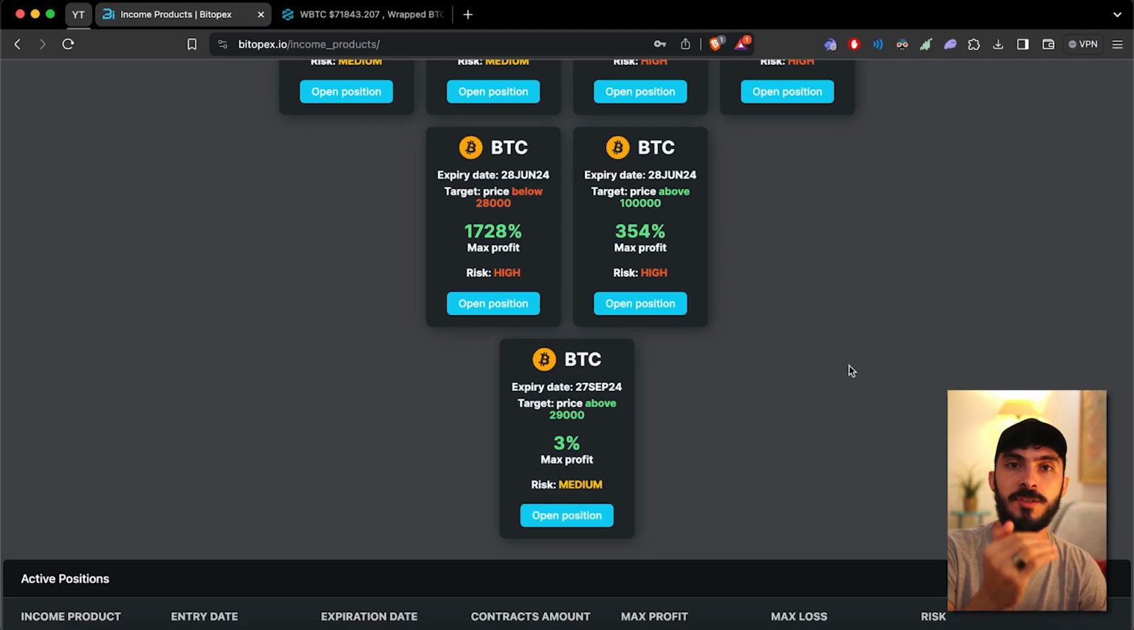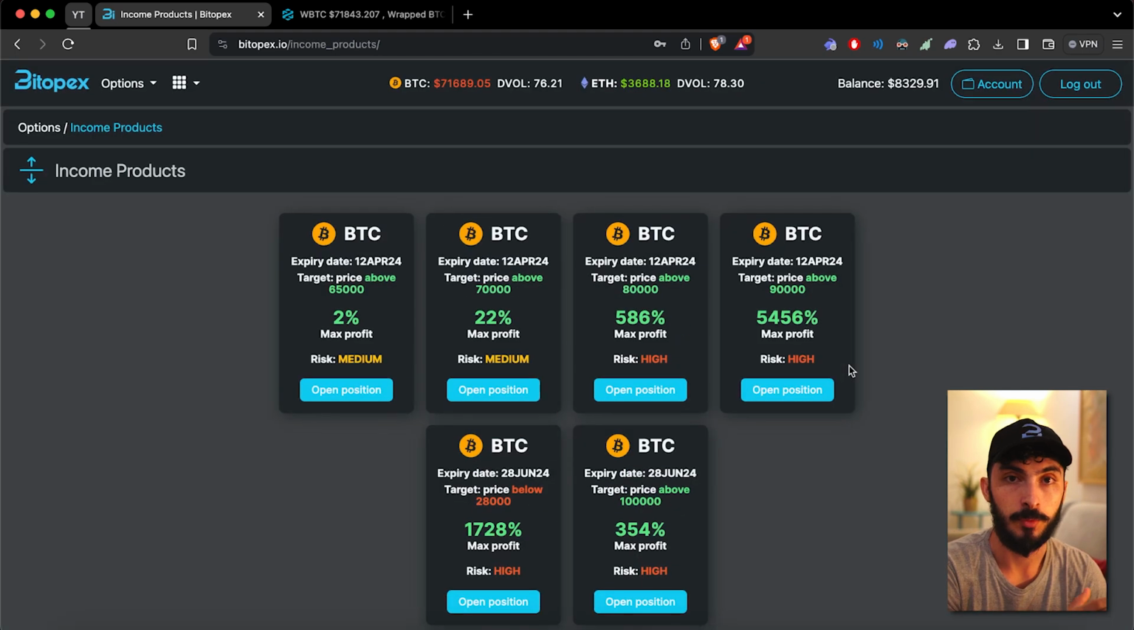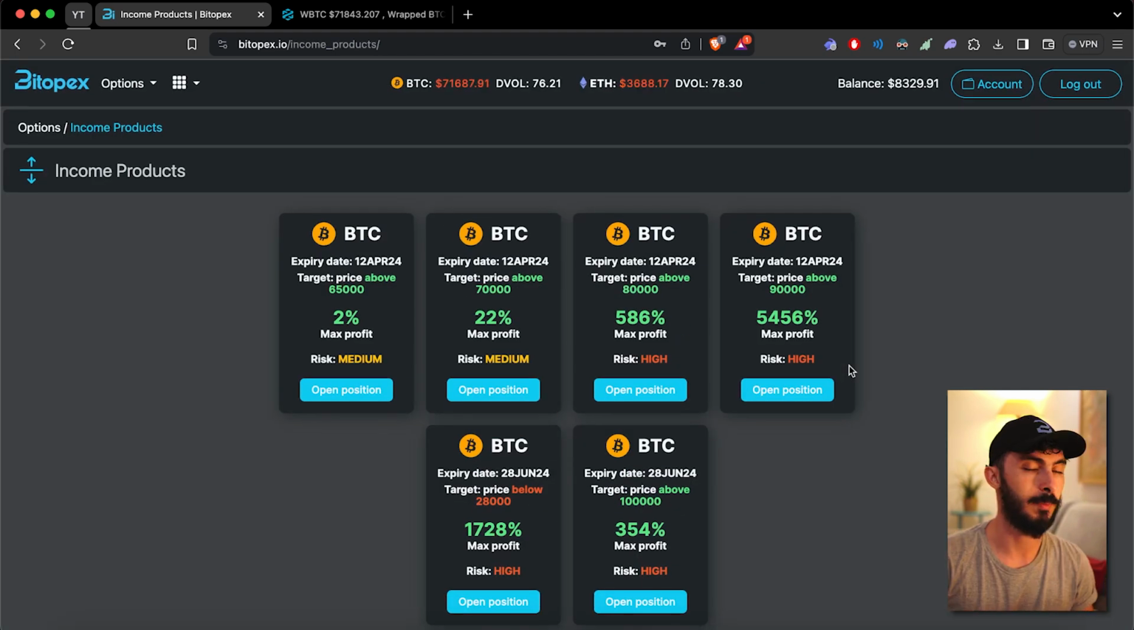So these are the strikes of the available strategies. Of course, they come and go depending on how far away from the price they are. According to liquidity, they're going to come and go. But again, you can be checking these daily, they update very, very fast.